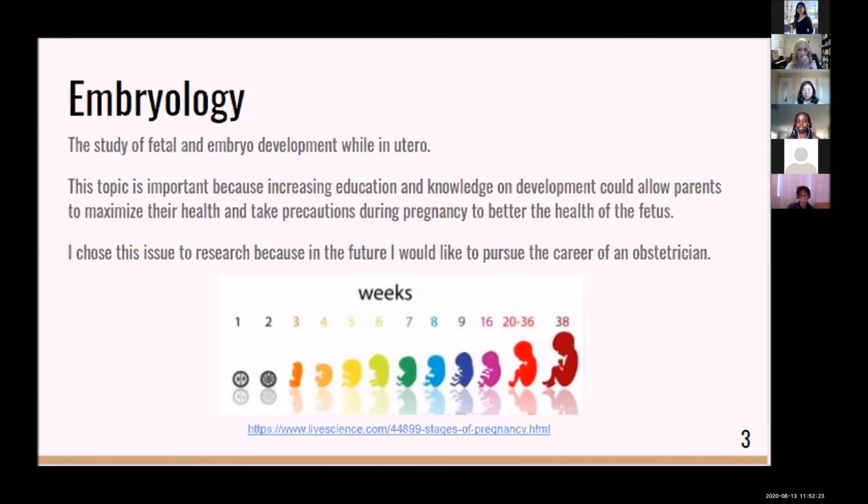After taking Bio 30 this past year in high school, the pregnancy and birth units were the two that I found most interesting, and so that made me very happy to discover that embryology was one of the possible topics that I could research this summer. I chose this issue because in the future I would like to pursue the career of an obstetrician, and this image just shows the development of an embryo developing into a fetus over the 38 weeks of pregnancy.